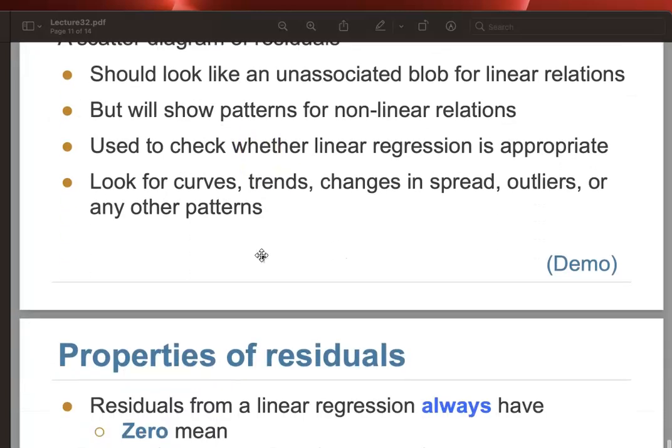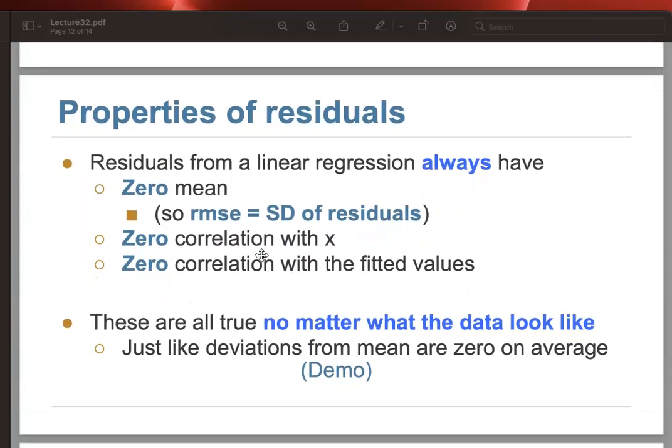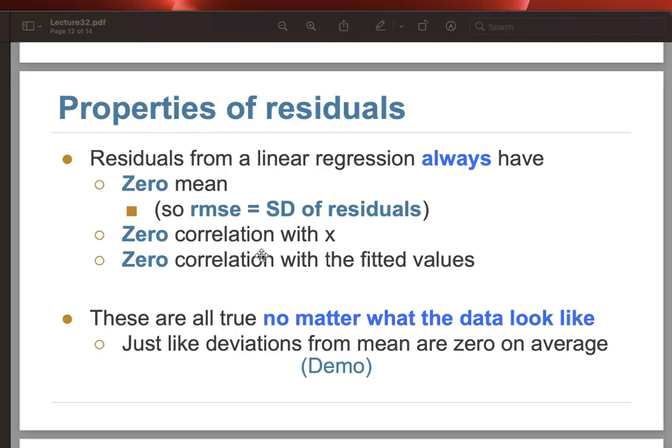But continuing to talk about residual, we want to give you some properties about the residual. Residuals from a linear regression always have the following properties. The first thing, zero mean, just like our standard deviation. Since we have positive residual and negative residual, they even out, so they will have zero mean.